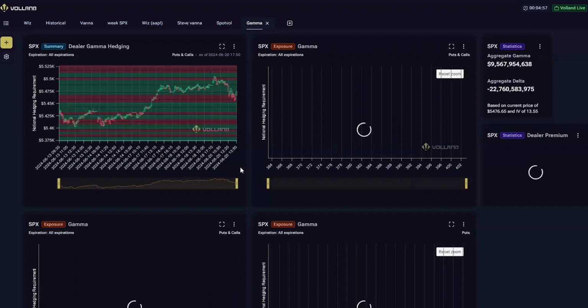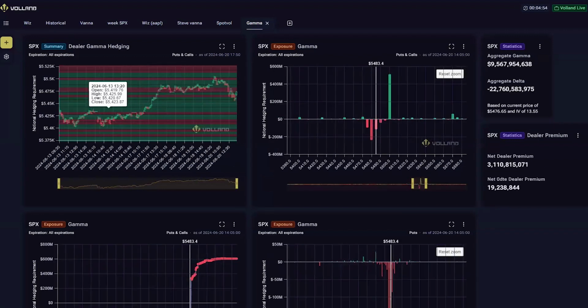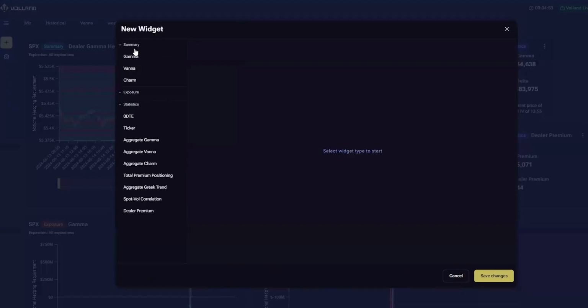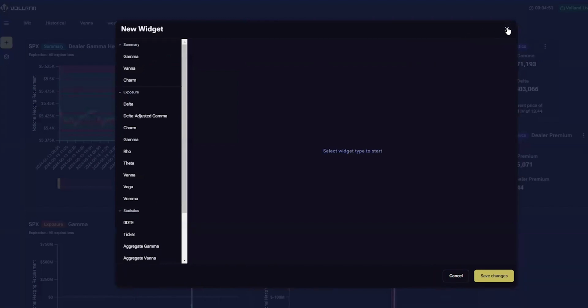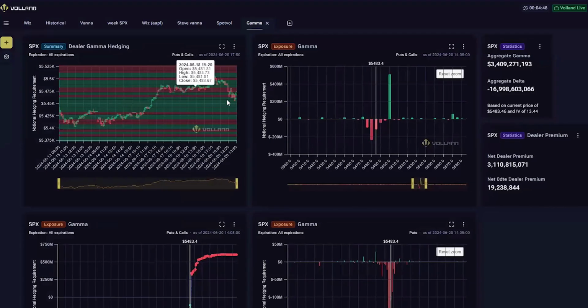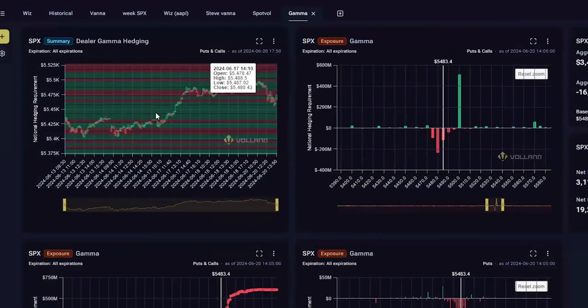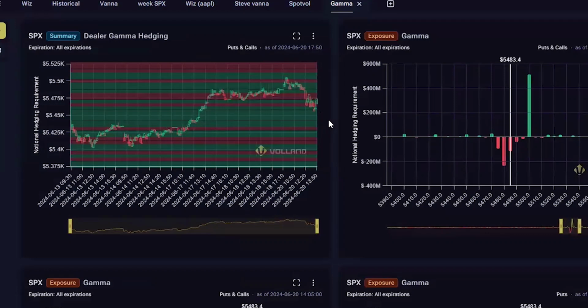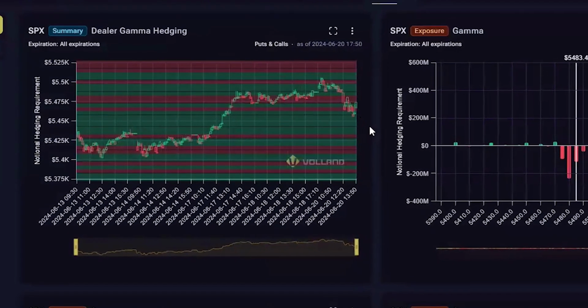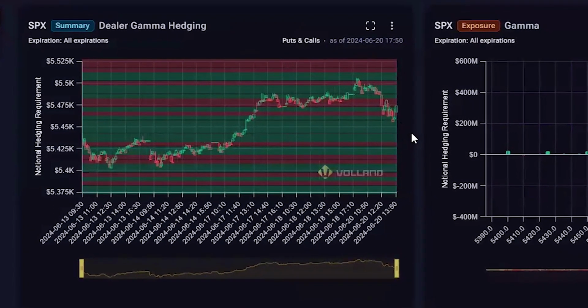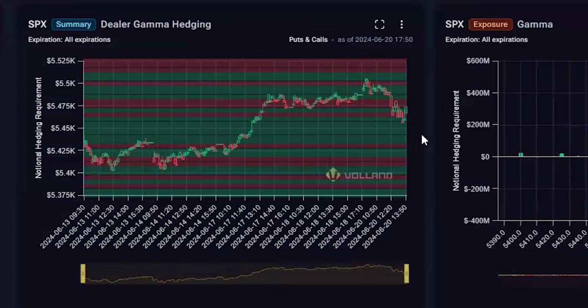First, the dealer gamma hedging widget right here. You can see this one right here under summary gamma. The purpose of this one is to accumulate all of the gamma in each of these strikes into an easy to read red for bearish, green for bullish type of interface.